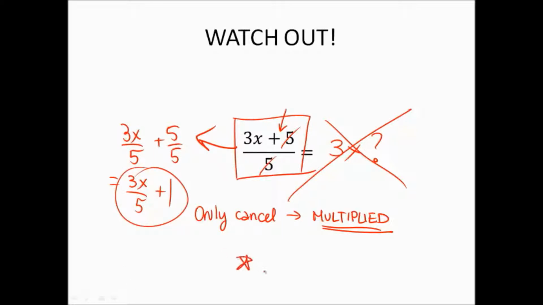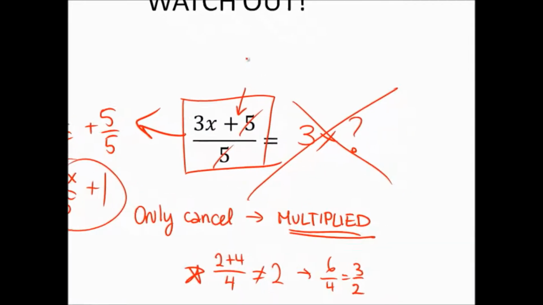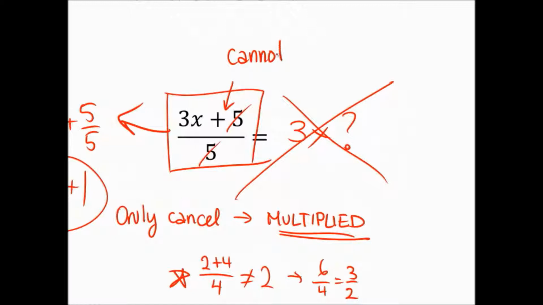So this comes from the idea that, hey, if you had 2 plus 4 over 4, you could not say that that's equal to 2. Because 6 over 4 is actually 3/2, which is not quite 2. So remember, you cannot cancel terms when they are added or subtracted.